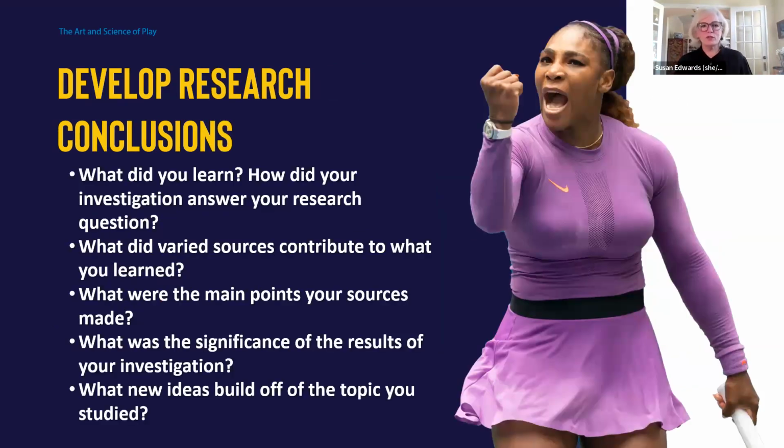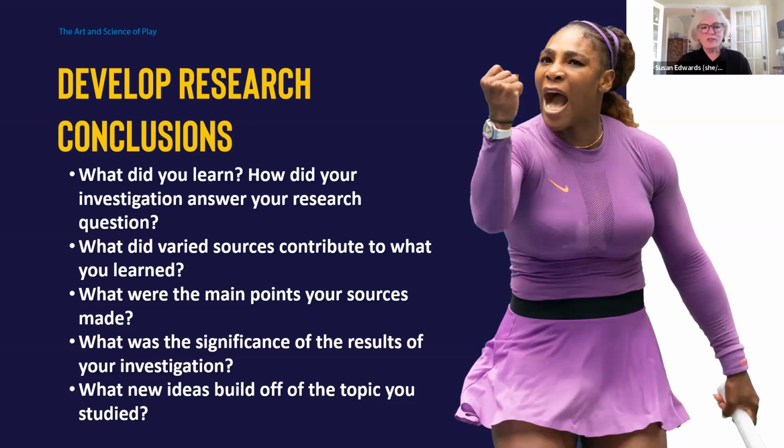All right, developing research conclusions. I mentioned that sometimes chapters have difficulty with this, but there are really easy questions you can ask that you can write your notes about as you're journaling. What did you learn? I mean, how simple is that? You're talking about what it is you learned. How did your investigation answer your research question? If you set that research question at the beginning, hopefully you've answered it in some way. And how did your research help you do that specifically?